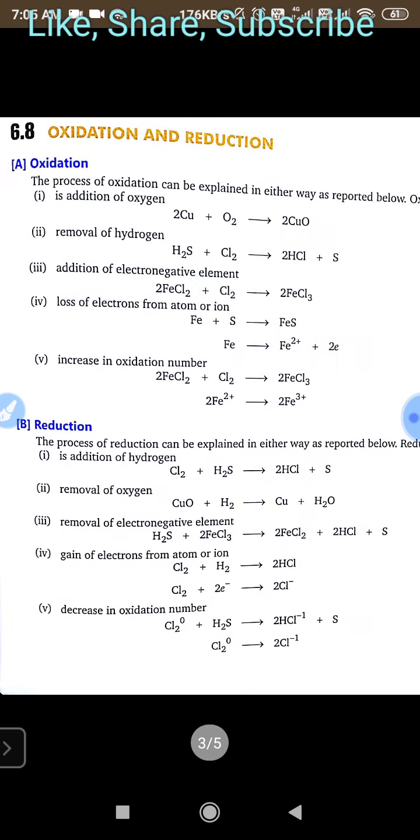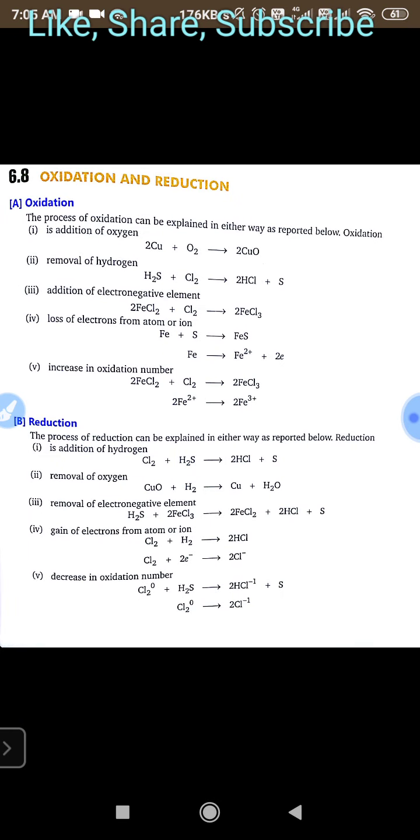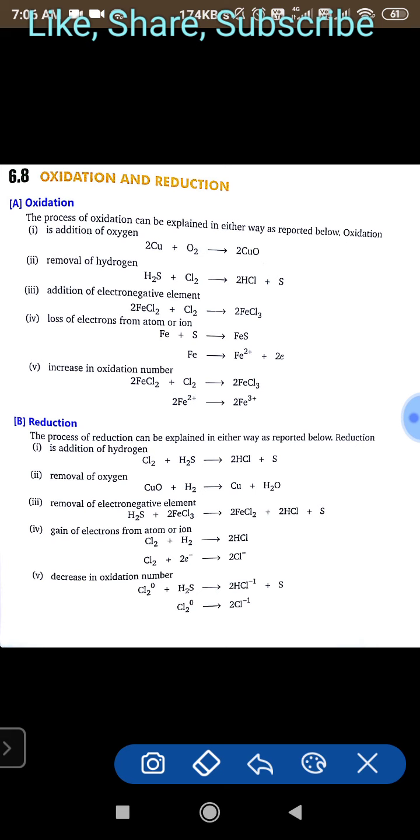First, we discussed it briefly, because many times you will be confused about what is oxidation and what is reduction. Today you can clear it up. So first, oxidation. The process of oxidation can be explained in either way, as reported below.